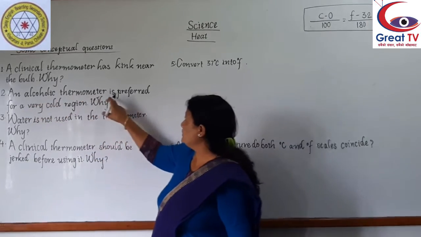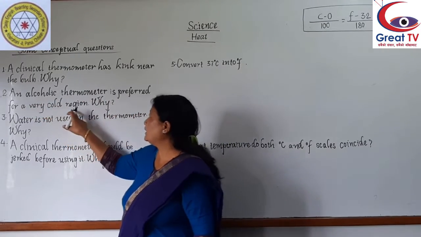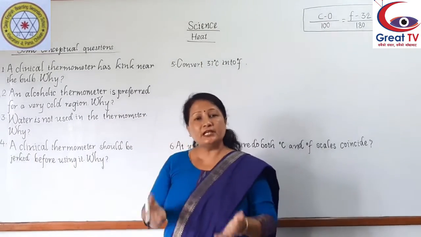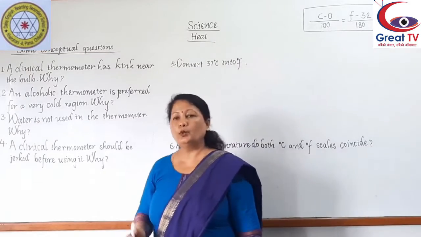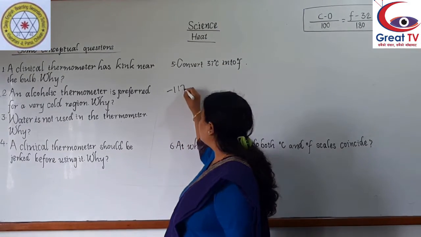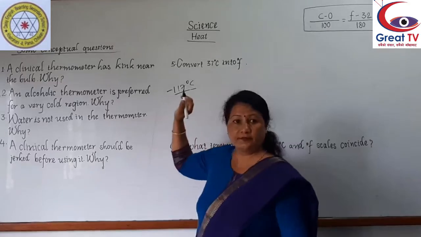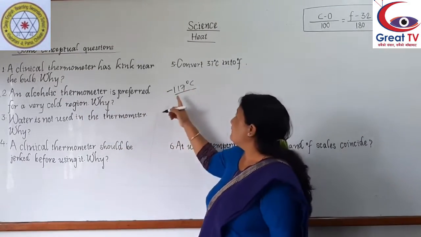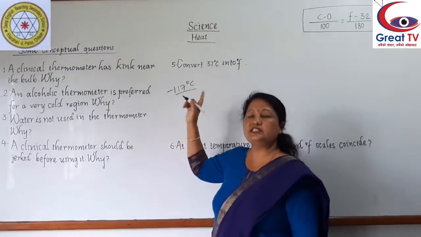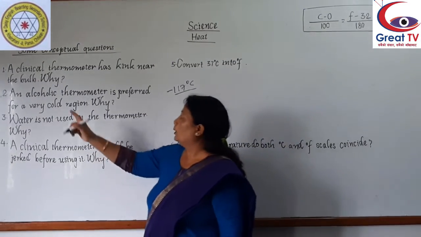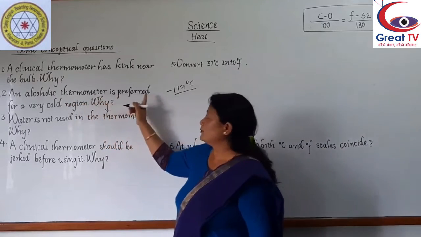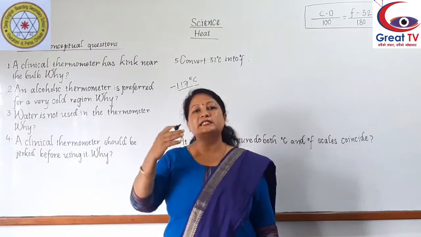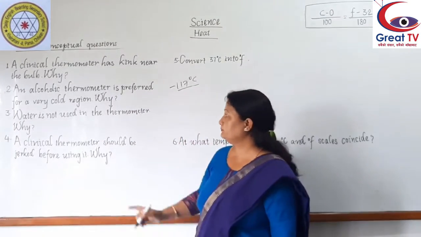An alcoholic thermometer is preferred for a very cold region. Why? As we know, the freezing point of alcohol is very low, that is minus 117 degrees Celsius. So, an alcoholic thermometer is preferred for a very cold region without any significant error.